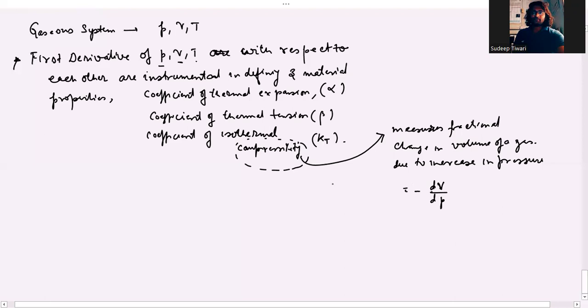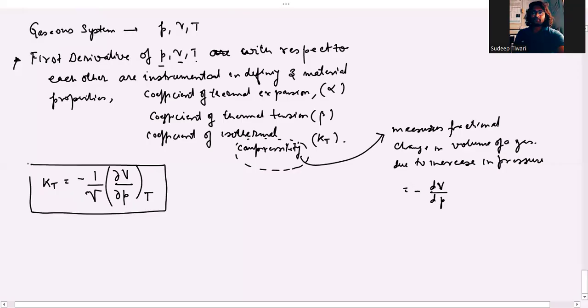How do I define isothermal compressibility? The coefficient of isothermal compressibility is minus one upon V, del V upon del P at constant temperature. If you remember your bulk modulus from your undergraduate class, where you studied modulus of rigidity and all those things, you may have come across this term. The minus comes because if I'm increasing pressure, my volume would decrease, and if my volume is increasing, there would be a decrease in pressure. Therefore, I keep a negative sign here.